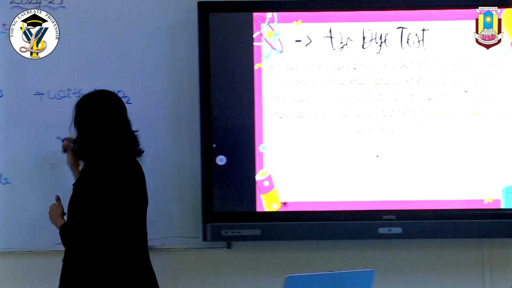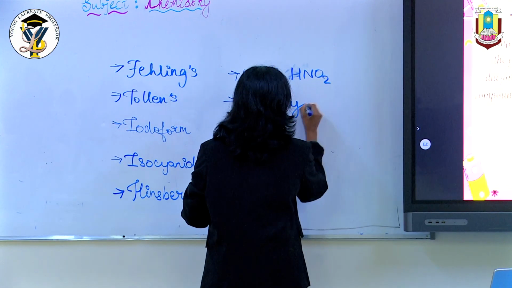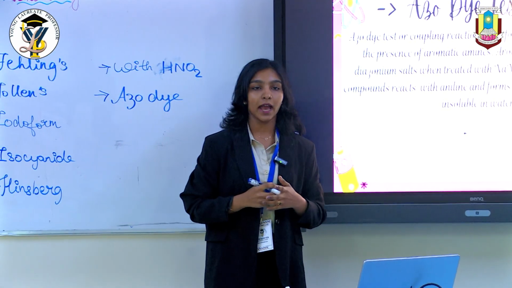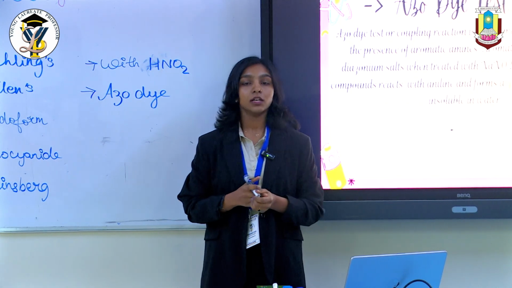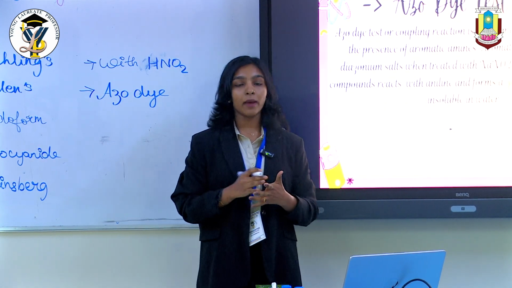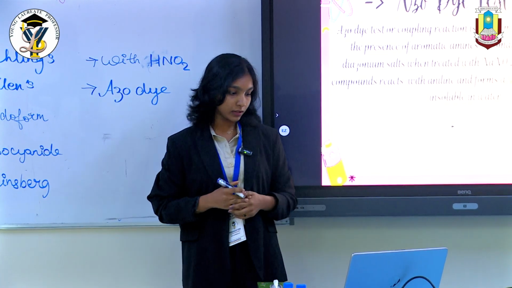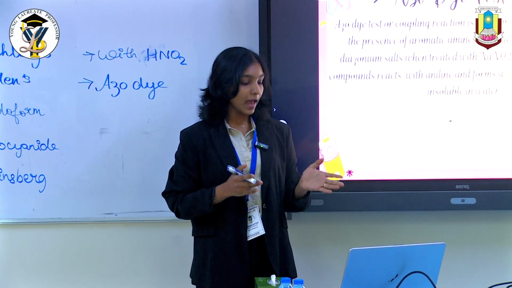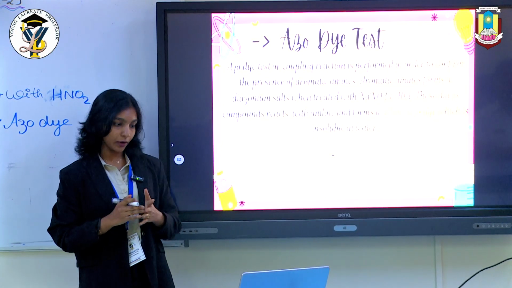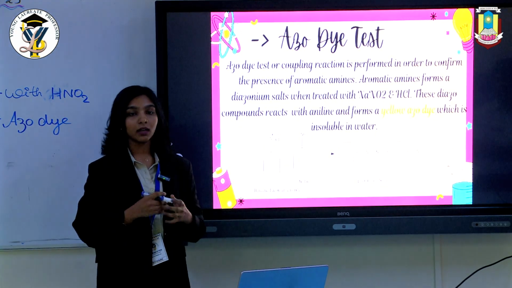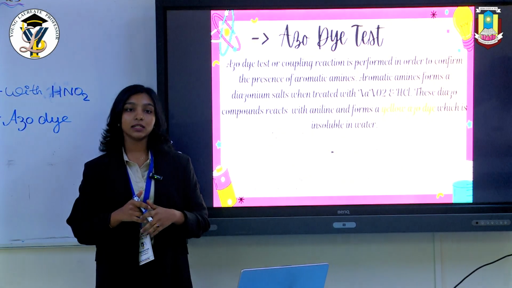Next is azo dye test. Azo dye test is also known as coupling reaction, and it is used for confirming the presence of primary aromatic amine. So as we have seen in the previous slide, aromatic amines react with sodium nitrite, hydrochloric acid to form diazonium chloride salts. So when these diazo compounds react with aniline, it forms para-aminoazobenzene, which is actually a yellow dye. It also reacts with phenols like beta-naphthol to form para-hydroxyazobenzene, which is orange dye.